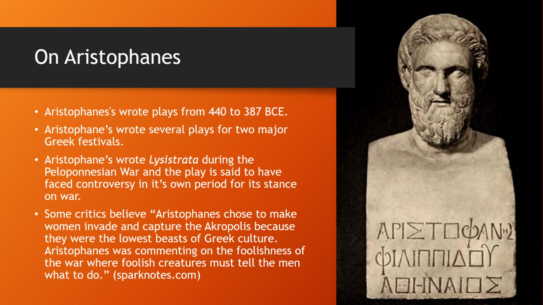Now, some critics believe that Aristophanes chose to make women invade and capture the Acropolis in this play because they were the lowest beasts of Greek culture. Aristophanes was commenting on the foolishness of war, where foolish creatures must tell the men what to do. I bring this up when mentioning Aristophanes because it's important to know where he's coming from historically when writing this play.